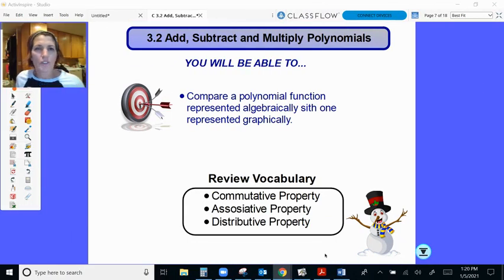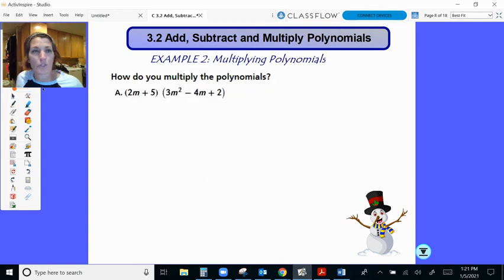Welcome back. Today we're going to finish up 3.2 with multiplying polynomials. We've already kind of talked about this with the last assignment we did, but we're going to get a little bit deeper into it today. So how do we multiply these polynomials here?